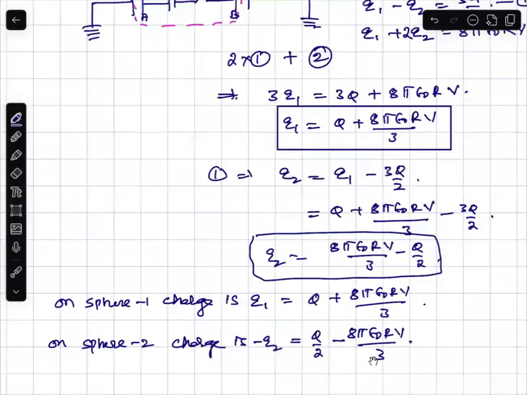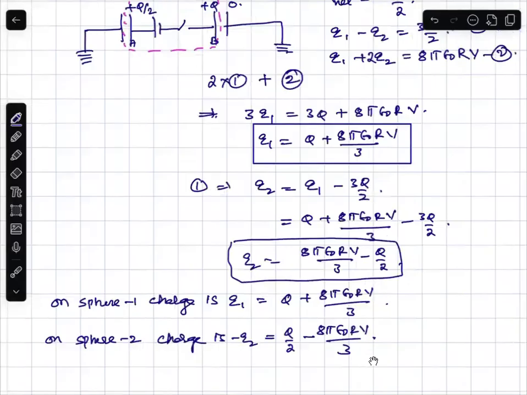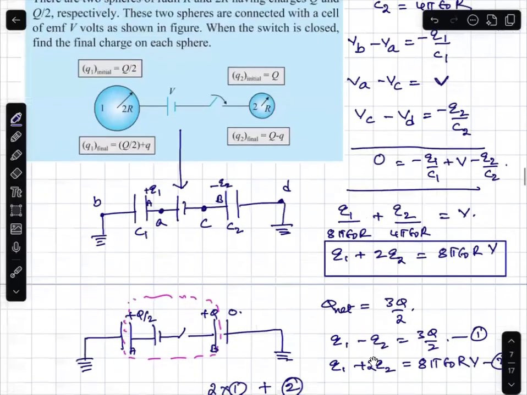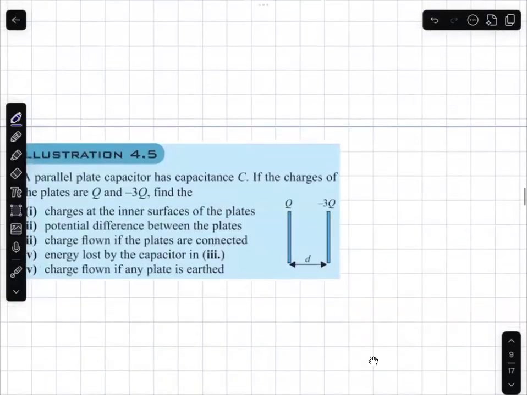Right. Now I have done this problem at elementary level. Any doubts? Pakka, everyone in this class. If you have any doubt, ask me right now, no issues. So what I have done, I have clearly informed stepwise. Right. So what did they ask? When the switch is closed, find the final charge on each sphere. Right.